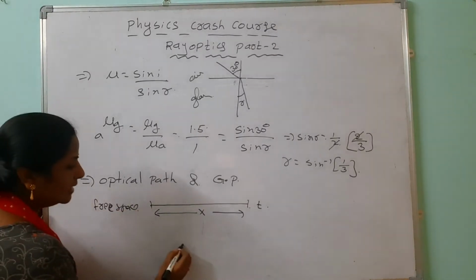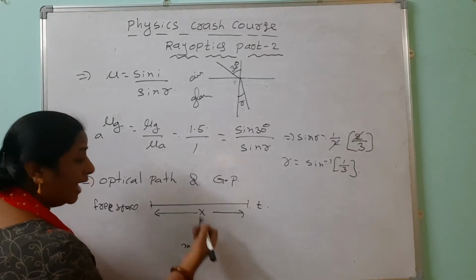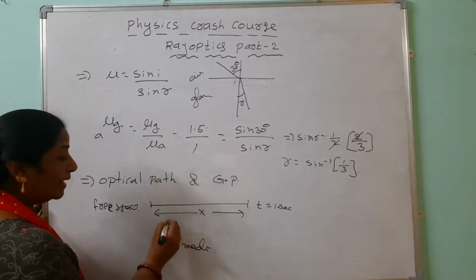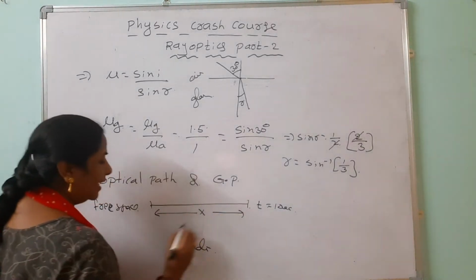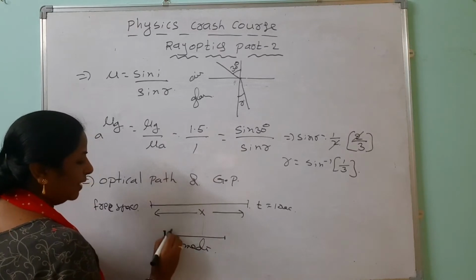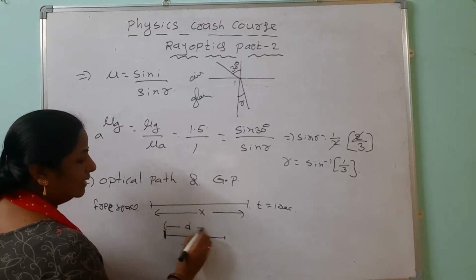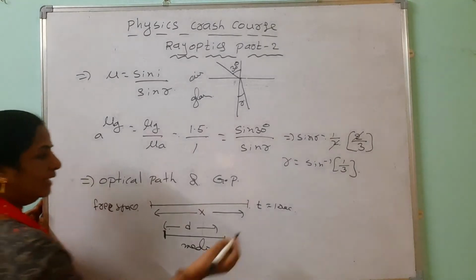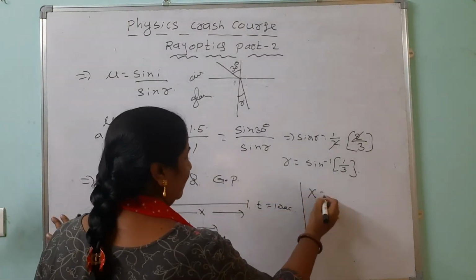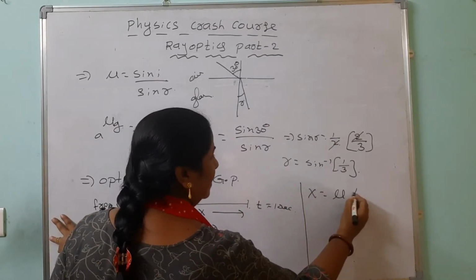Suppose this is the medium. Then what happens? Same time. Suppose t equals 10 seconds, 20 seconds, the same time. But it can't travel that much distance. Why? Because of the refractive index. Same time, but it covers only distance d in the medium. So here you should use one formula: x equals mu times d.